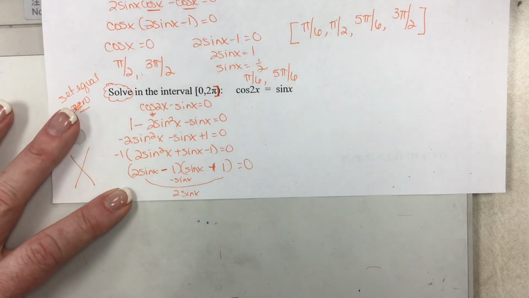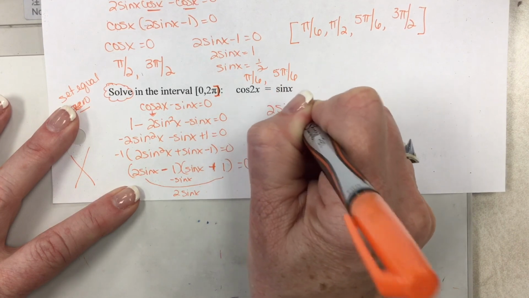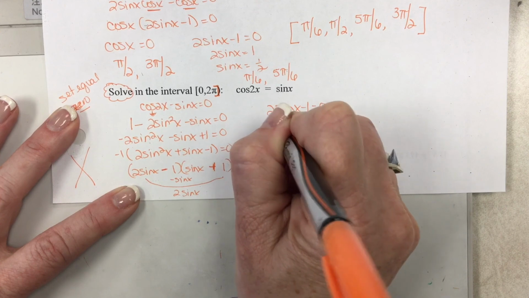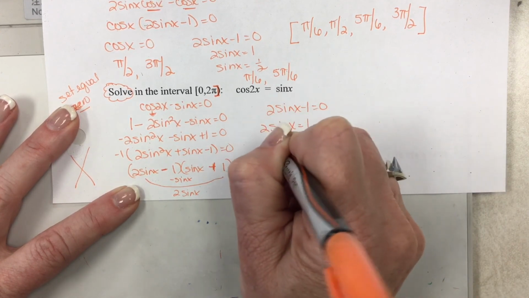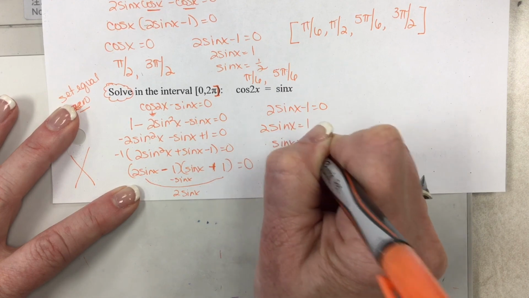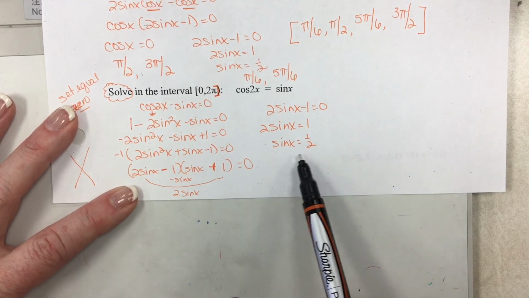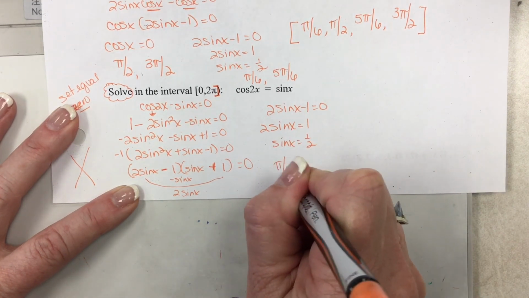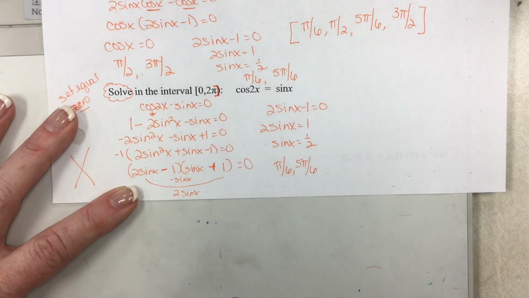Then once you have your binomials, I set them both equal to 0 and solve for sine x. So here, sine x equals 1 half. And on the unit circle, where is sine x 1 half? We see it right above, so we don't have to do extra work. So that's pi over 6 and 5 pi over 6.